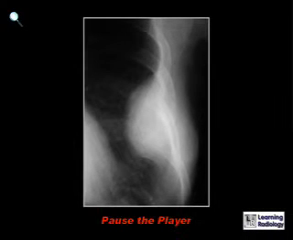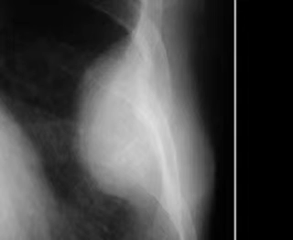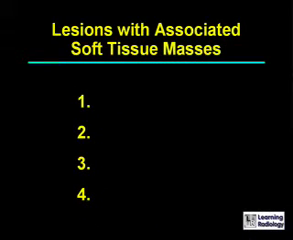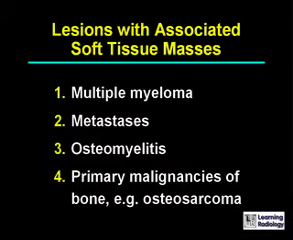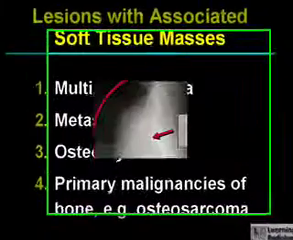Here's the next differential diagnosis. Pause the player. The differential diagnosis is lesions associated with soft tissue masses. There are 4 major causes. Pause the player. The major causes of bone lesions with associated soft tissue masses include multiple myeloma, metastases, osteomyelitis, and a primary malignancy of bone such as an osteosarcoma.